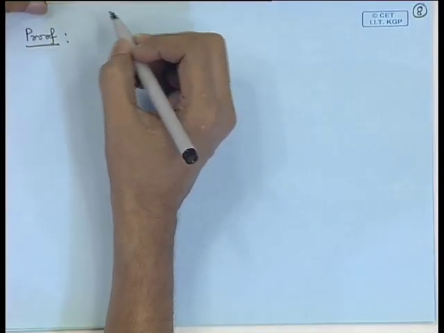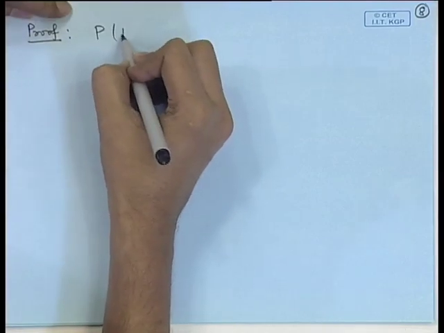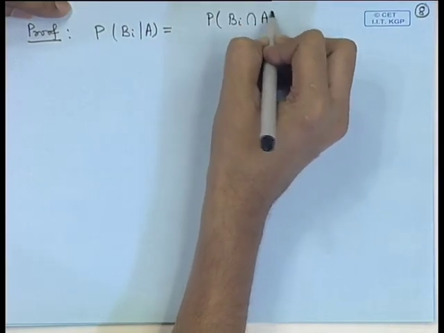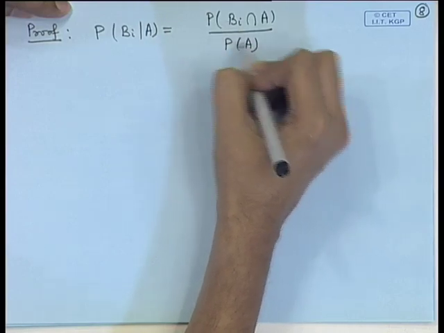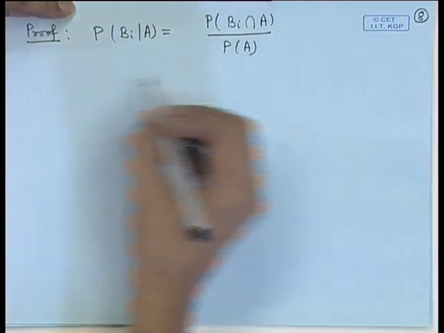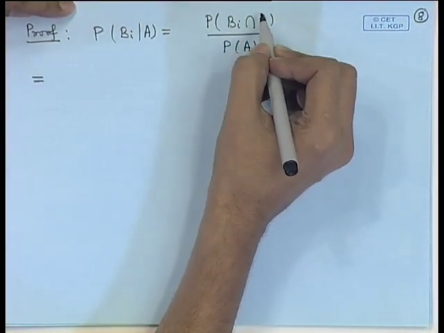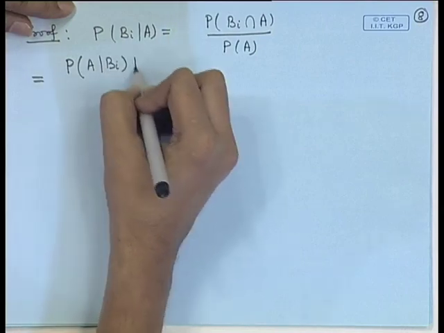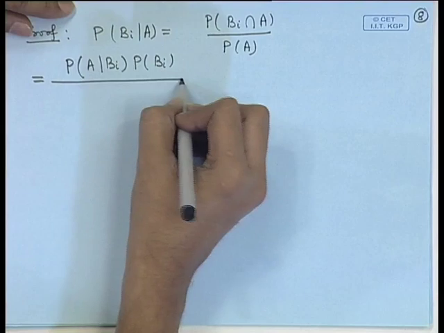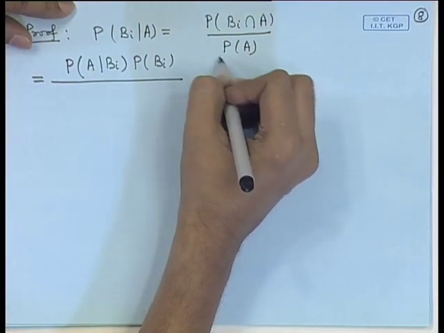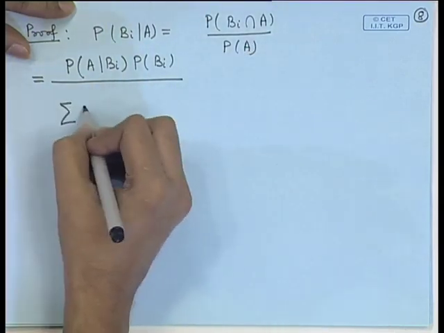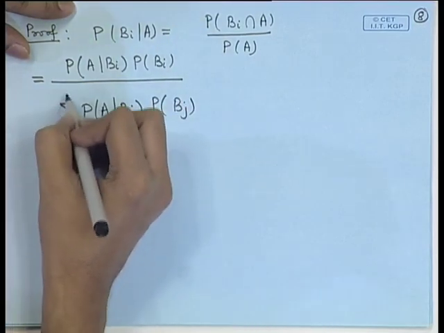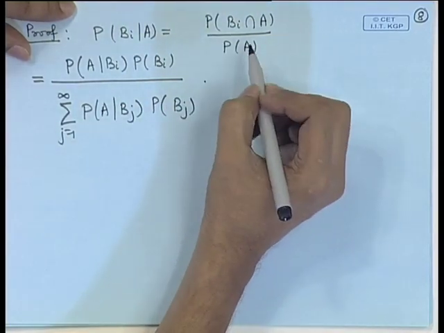We will just apply the definition of the conditional probability. Probability of B i given A is equal to probability of B i intersection A divided by probability of A, by the definition of the conditional probability. Now, in the numerator we can apply the multiplication rule in the reverse way. So, this becomes probability of A given B i into probability of B i. In the denominator you have probability of A. Applying the theorem of total probability, we can write it as sigma probability of A given B j into probability of B j, j equal to 1 to infinity, which proves the statement of the Bayes theorem.